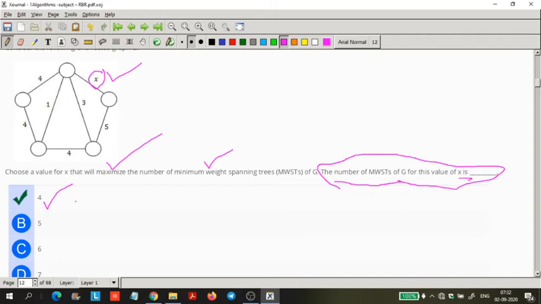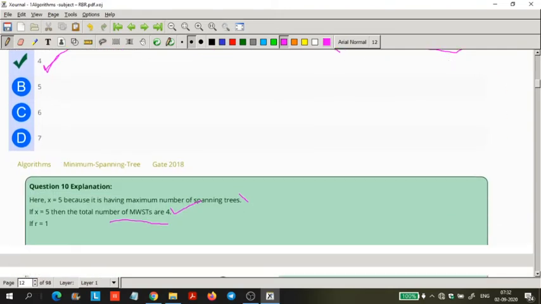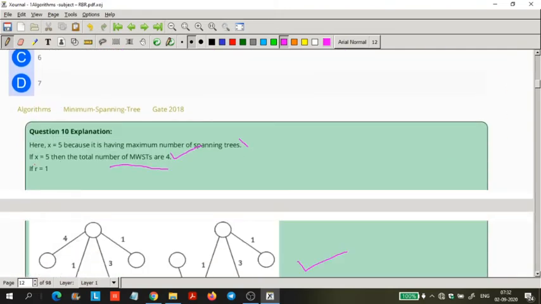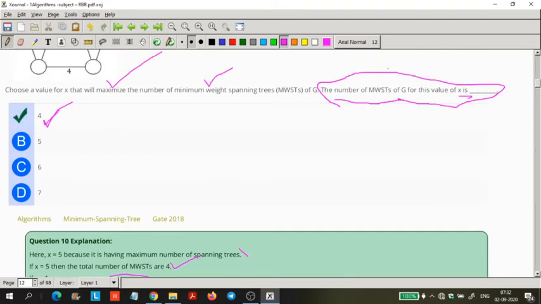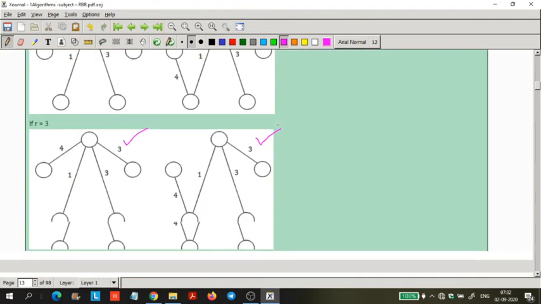So here we will get 4, the x value is 4. If x is equal to 5, then the total number of minimum weight spanning trees is 4.